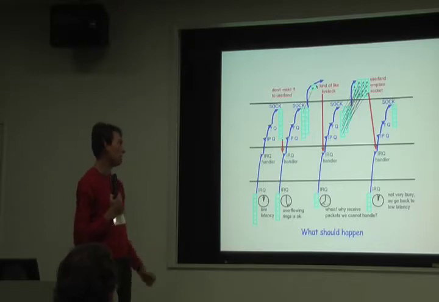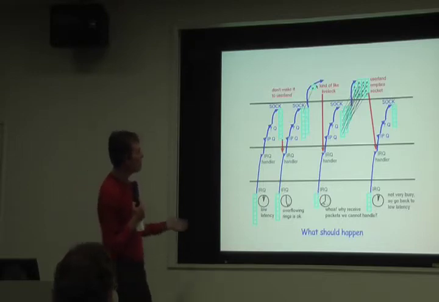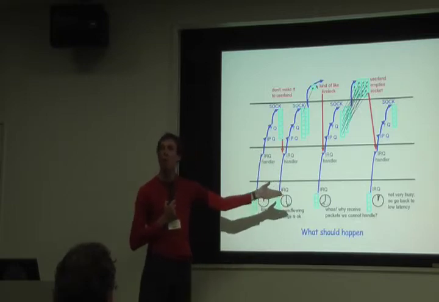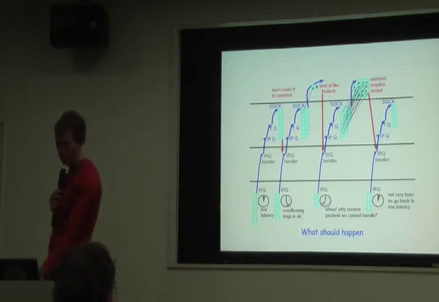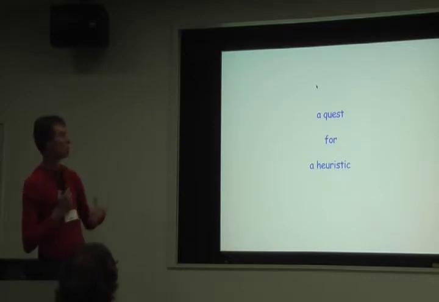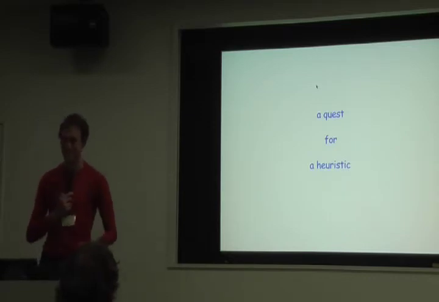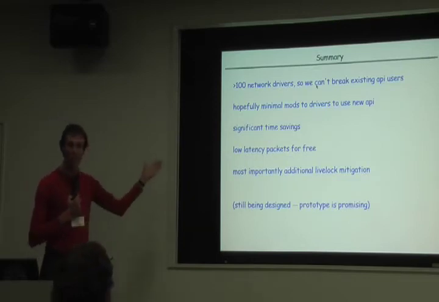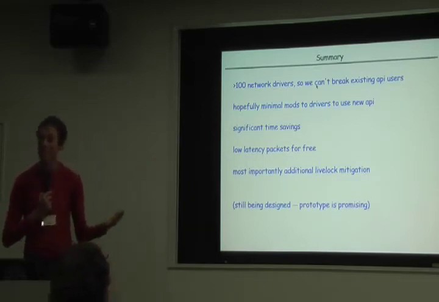That's what should happen. Eventually, if userland is able to keep up with the load, the interrupt mitigation time would be moved back to low latency. So we are still on the search for a heuristic. In summary, once again, we have the same problems and the same benefits.